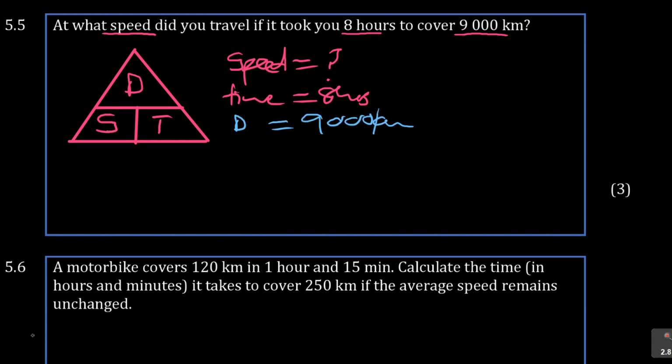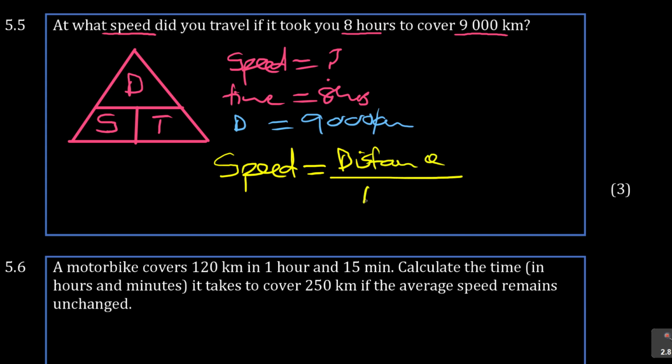All right. Then the question says what? They want us to calculate speed. So you use here to say speed. Please, this is how you write it now in the exam. Speed is equal to, you write that formula. Please don't take it for granted. There is a mark for that formula: distance over time. Which is equal to, my distance is 9,000. And my time is what? Is 8. Then you get your final answer there.